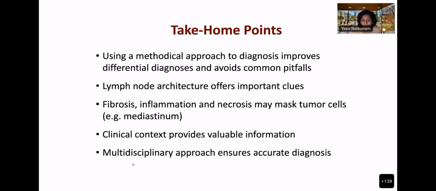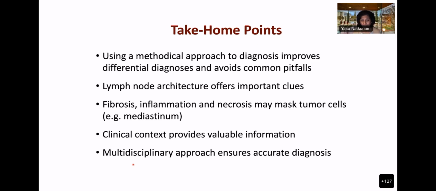Okay, so I will wrap up with some take-home points. I like to use a very methodological approach when I examine a lymph node, because I think it improves your differential diagnosis and avoids many common pitfalls. You can avoid a lot of things if you methodologically look at each and come up with what this can be before you embark on doing immunohistochemistry and molecular and other studies. So the architecture offers a lot of important clues, and some of this becomes truncated when we have needle core biopsies or trucut biopsies or smaller biopsies. So that's very important to remember also.